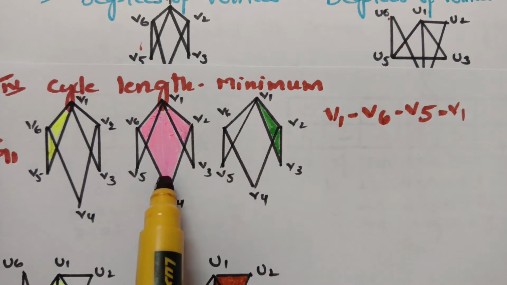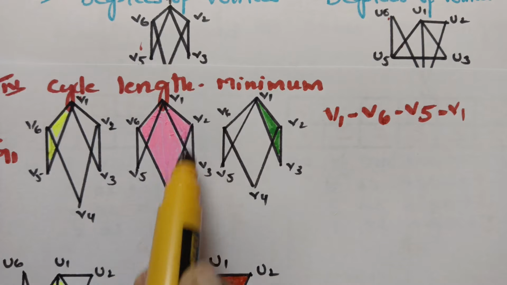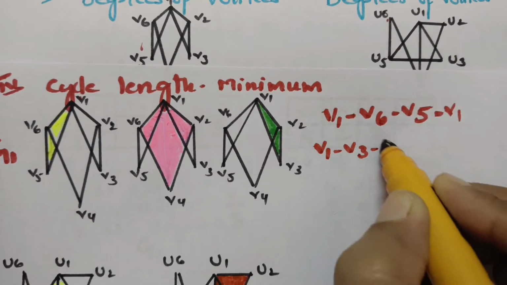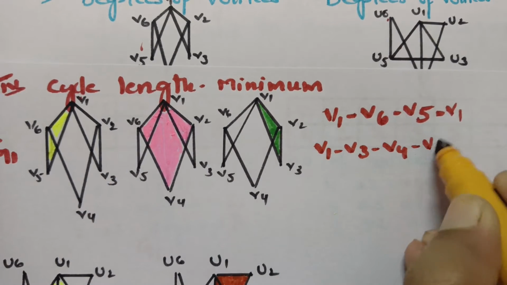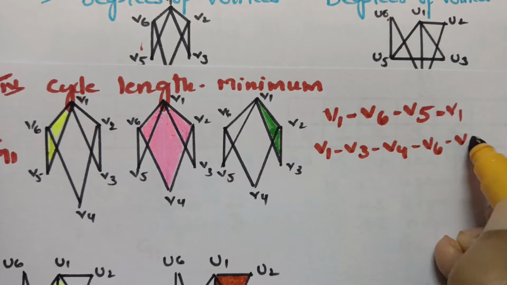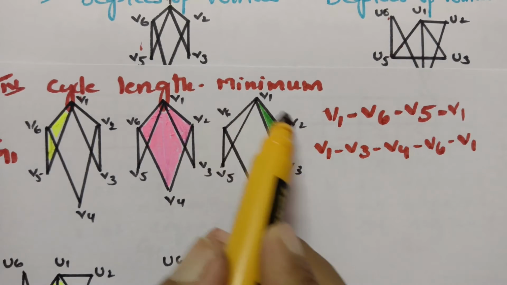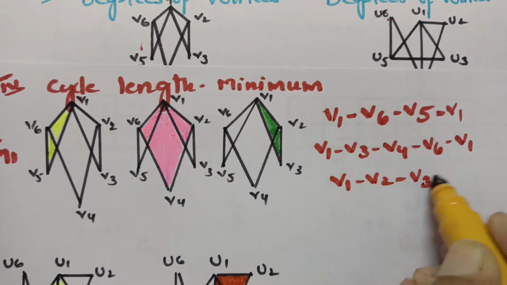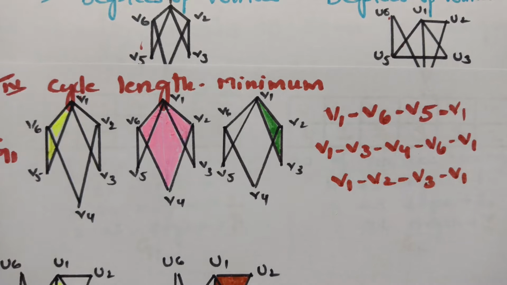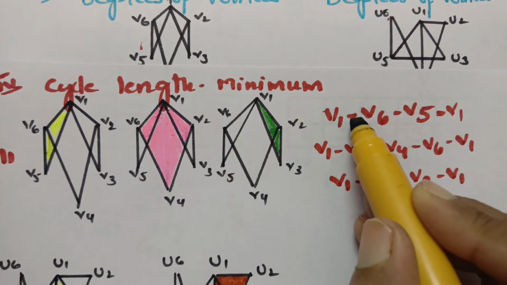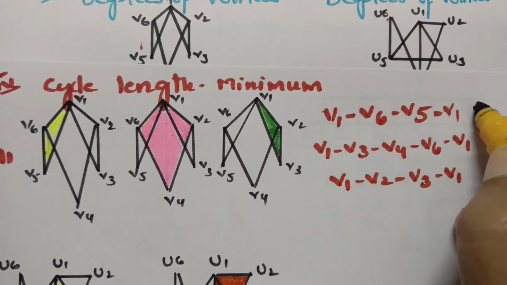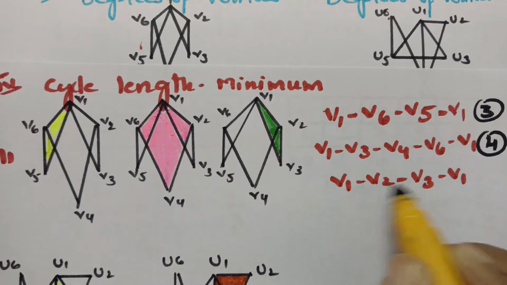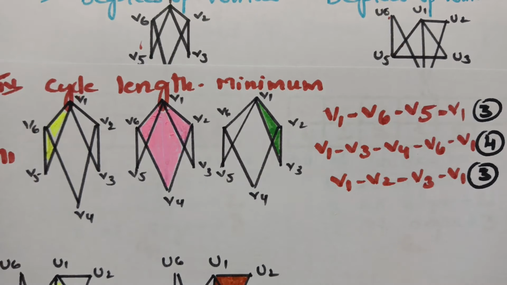And the next closed cycle in graph 1 is v1 to v3 to v4 to v6, and this is again closing at v1. This is cycle 2. And the next cycle here is v1 to v2, and again v3, and again v1. Therefore, the cycle length: how many edges have we used? 3 edges. So here the cycle length is 3. 1, 2, 3, 4: the cycle length is 4. And next 1, 2, 3: the cycle length here is 3.